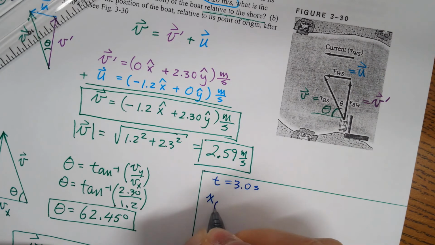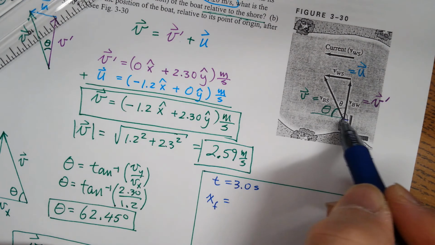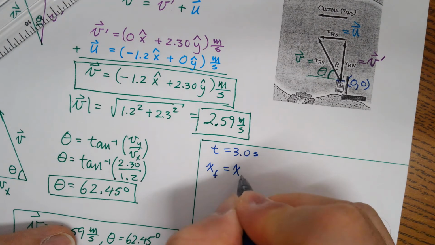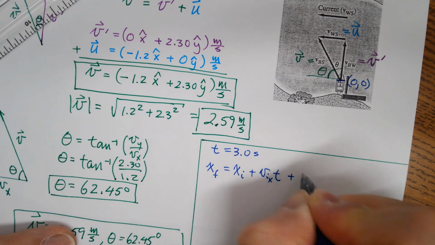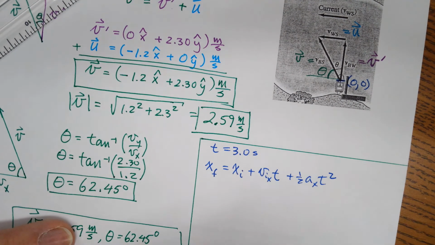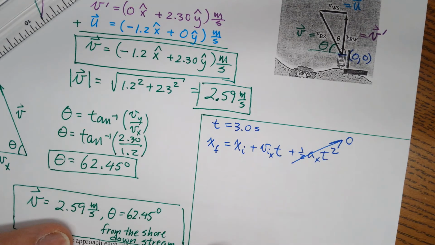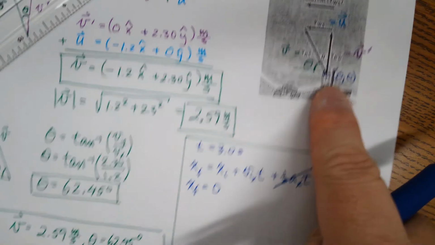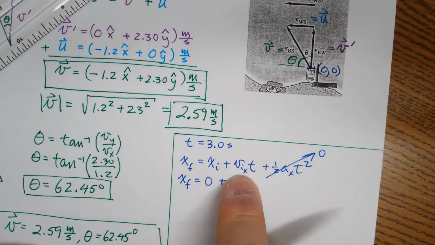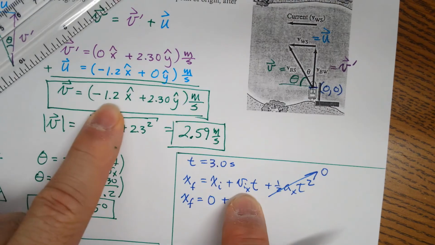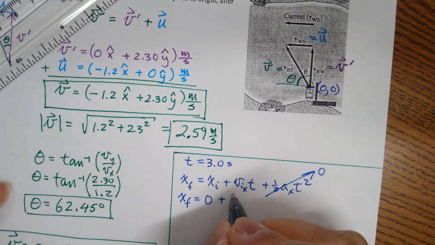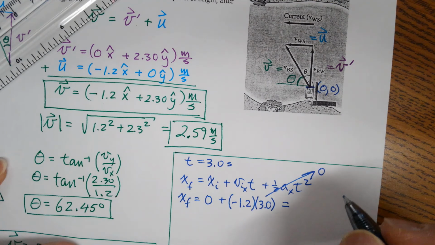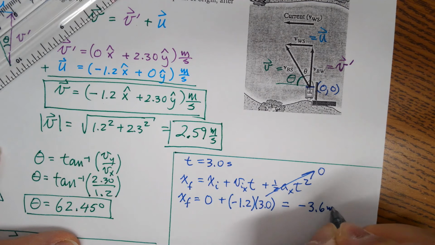Let's find what the x final position is, right? According to this, this is my 0, comma 0. So my x final is equal to x initial plus v_ix times time plus 1/2 a_x t squared. But there's no acceleration for my boat, so this is 0. So my x final, when t is equal to 3 seconds, is equal to my x initial, which I'll call 0 because that's where my starting point is, plus v_ix, which is negative 1.2 meters per second, times time, which is 3 seconds. So my x final comes out to negative 3.6 meters x hat.